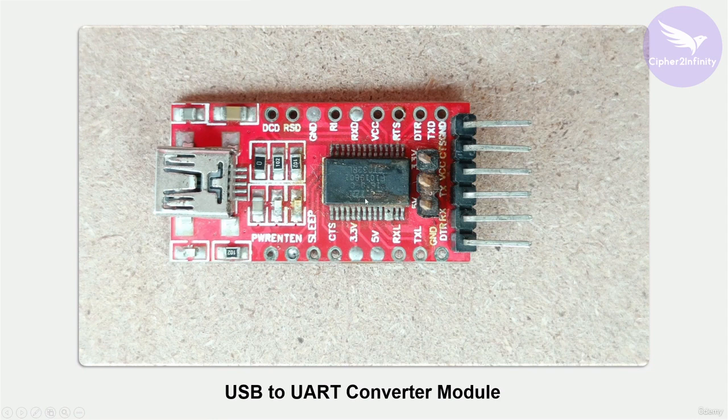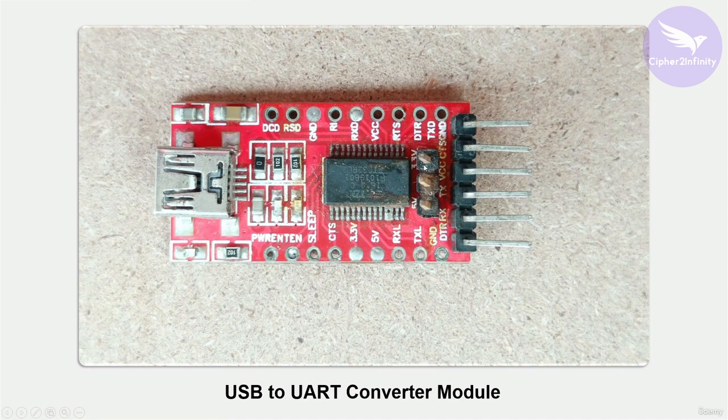FTDI stands for Future Technology Devices International. That's basically the name of the company, and this FTDI chip FT232RL is manufactured by this particular company. You can see around this IC there are very few components: this resistor, 2 LEDs connected here, and a few capacitors connected around this USB connector.